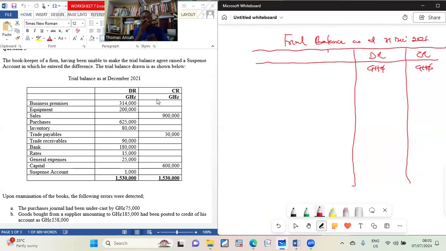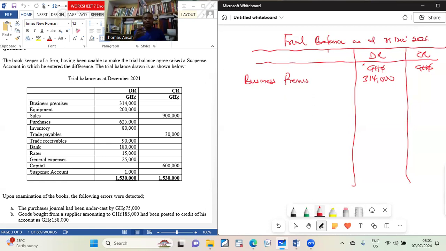So there is business premises. It is there. Nothing affected business premises. So we will just repeat it. If something had affected it in our errors, we would have done the correct thing. So how much? We have 314,000. Now, what about the equipment? So equipment you can repeat here.